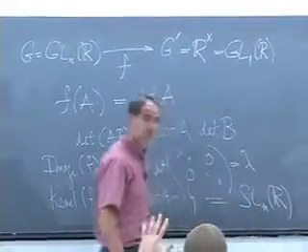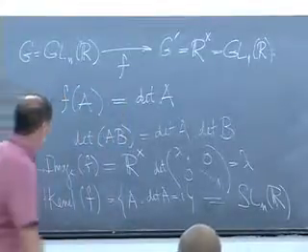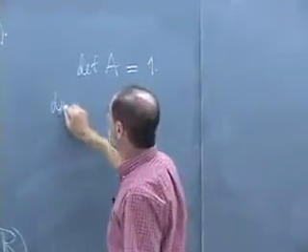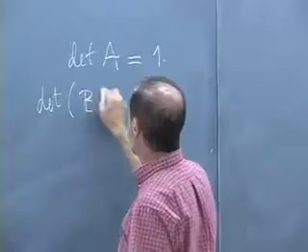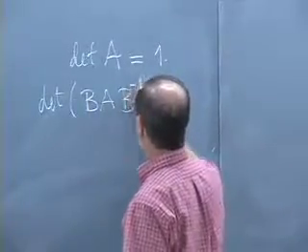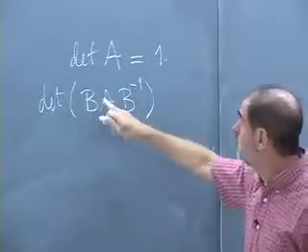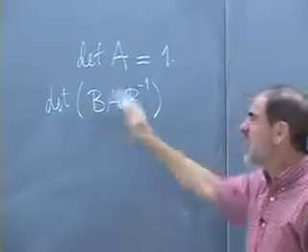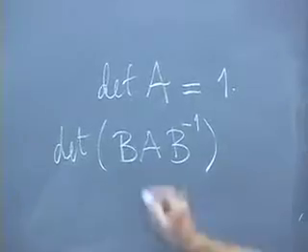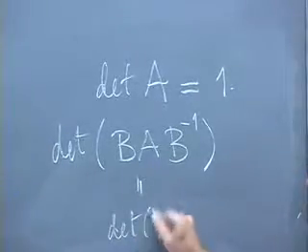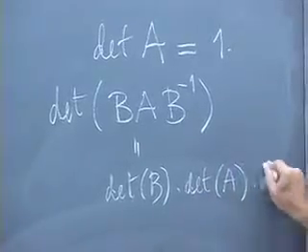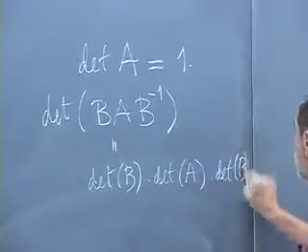Okay? Could you repeat that point about conjugating? Yes. If you take a matrix A such that the determinant of A is equal to 1, and you calculate the determinant of the matrix B A B inverse, for any invertible matrix B, that's what I mean by conjugating by an element in the group. We're checking that it's a normal subgroup. Then this becomes the determinant of B times the determinant of A times the determinant of B inverse.